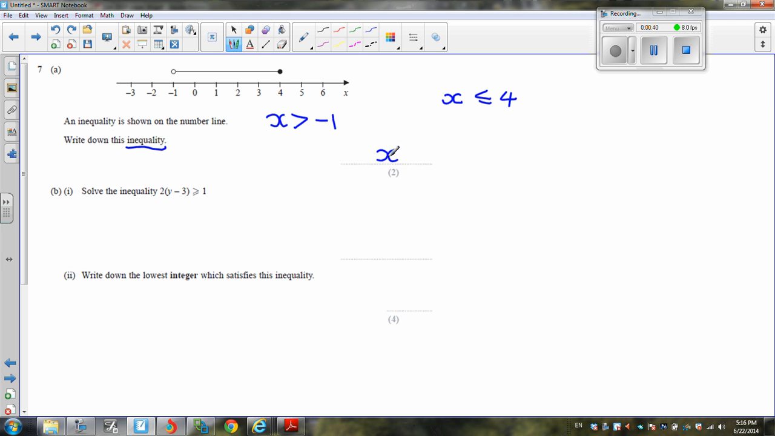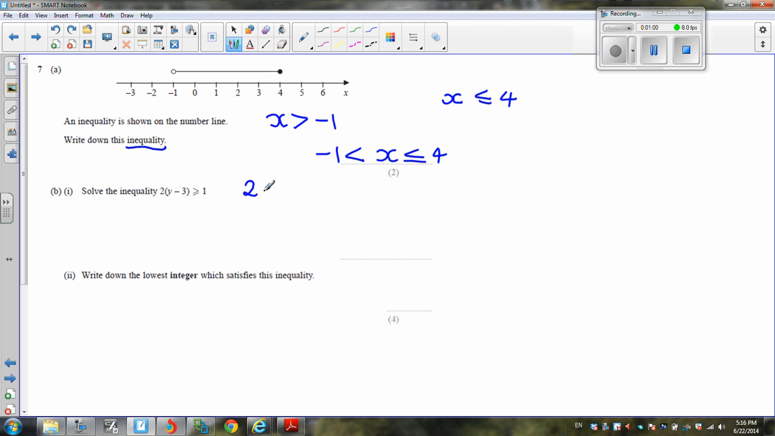And we combine those two in a single inequality with x in the middle. So x is less than or equal to 4 but greater than -1. Now, solving an inequality, you solve it in exactly the same way as you would solve an equation, but if you multiply or divide by a negative number, this inequality sign reverses.